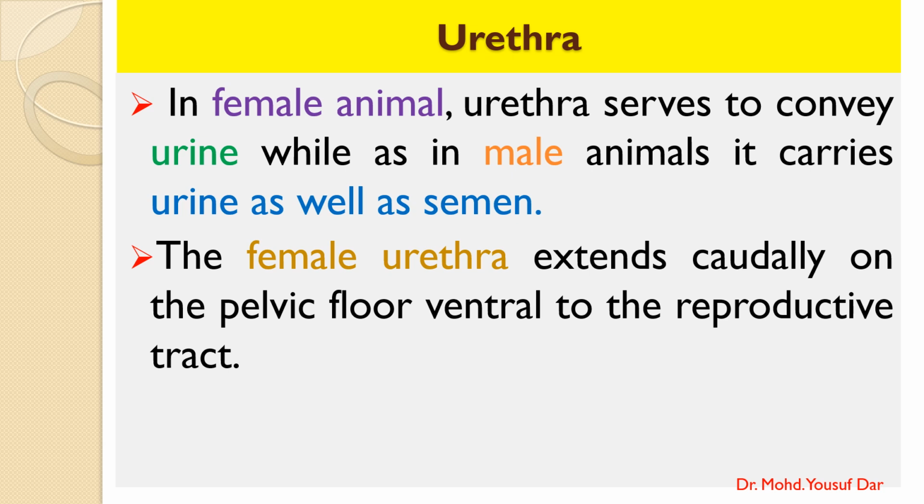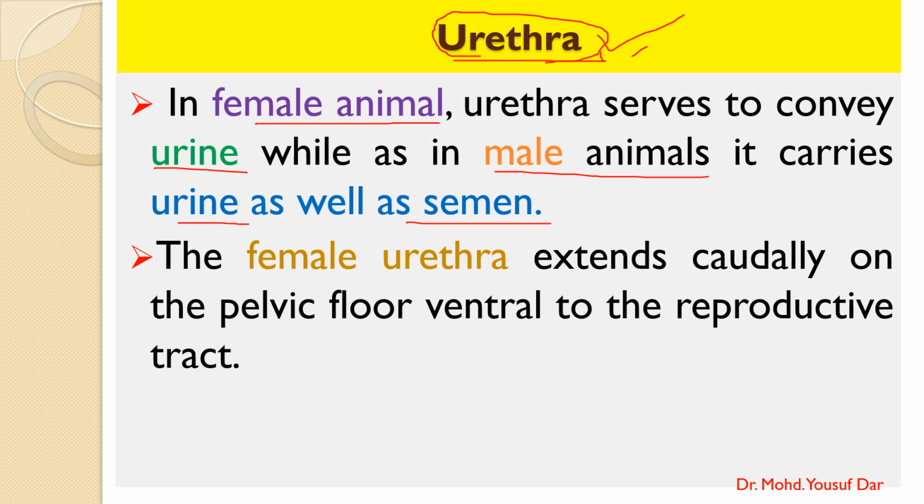Now coming to the urethra. So urethra is again a very important structure. It is a musculomembranous tube that is present in both male as well as female animals. In the female animals, the urethra carries only the urine, while in the males, it carries both urine as well as the semen.